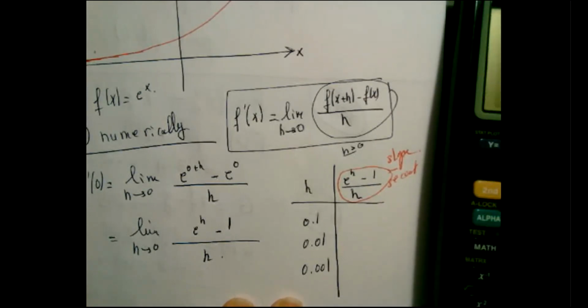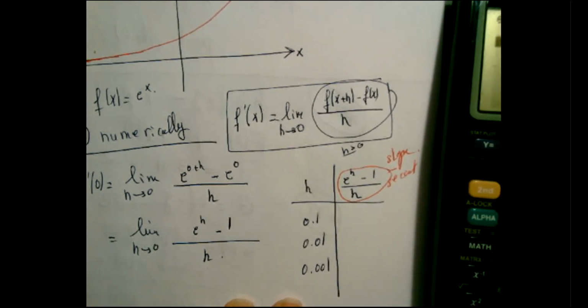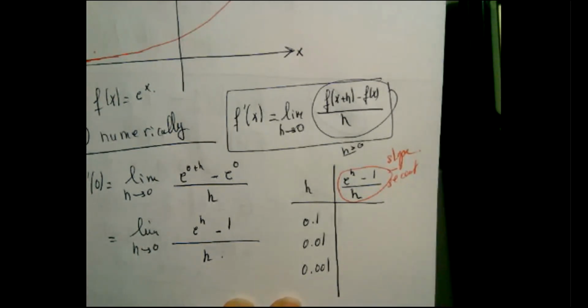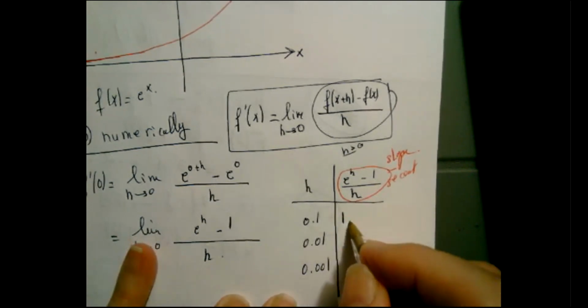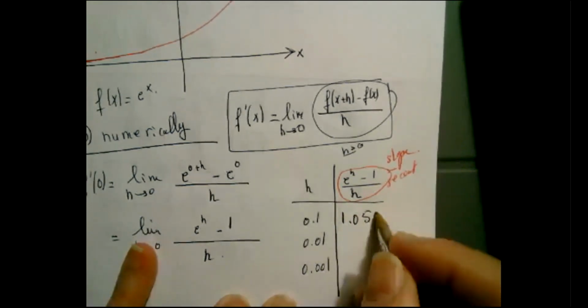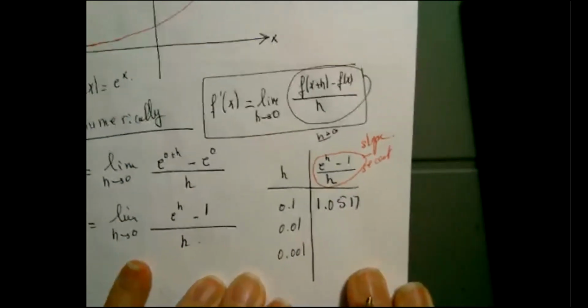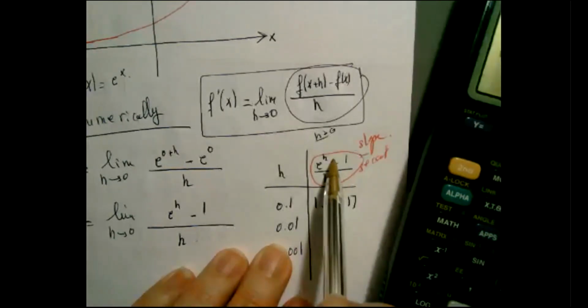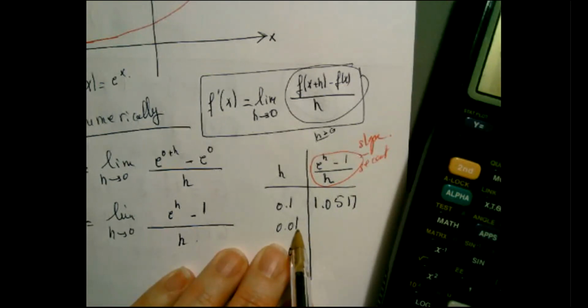So I'm going to take e to the power 0.1 minus 1, and I'm going to divide this by 0.1. So I'm getting 1.0517. All right. Now, let me zoom in a little bit more. So I'm evaluating this at 0.01.